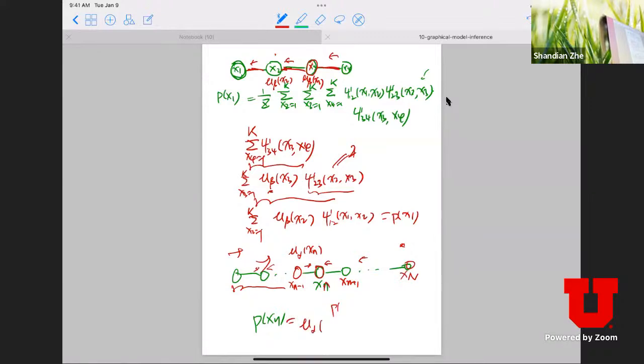It's not a potential function. It's just mu alpha of xn times mu beta of xn. Oh, sorry, mu beta of xn. That's it. Because when you calculate this message, you have essentially already multiplied with this potential function. Let me take a look at the general formulation. It will have a better structure. Does it make sense?